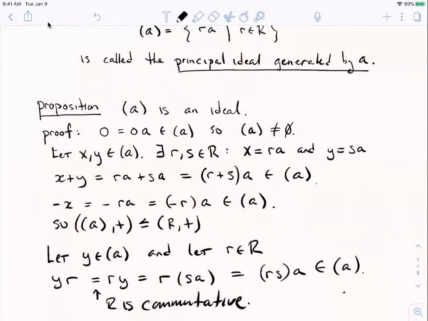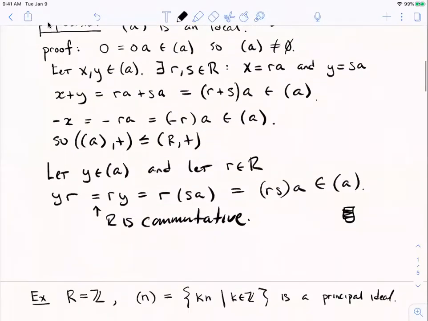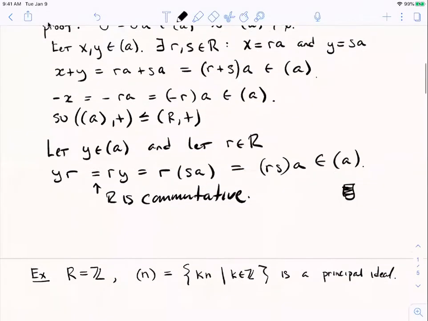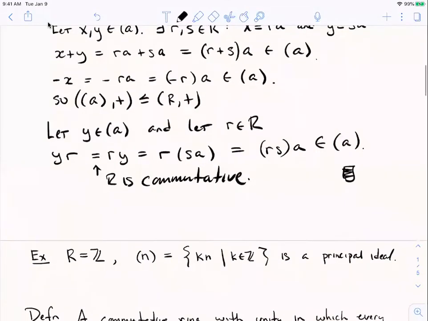Our ring is commutative. So we've shown that parentheses A is a subgroup that has the sticky property on both sides. We've shown that it's an ideal. Cool. So now we can stop calling it parentheses A. We can call it the principal ideal generated by A, and we've justified that terminology. Let's look at a couple of examples.